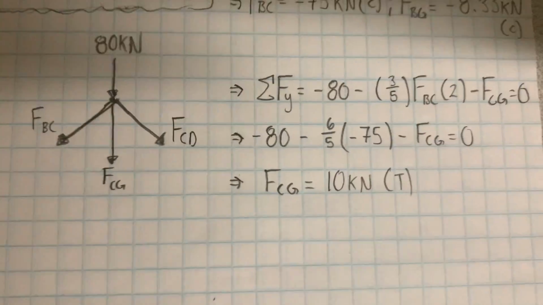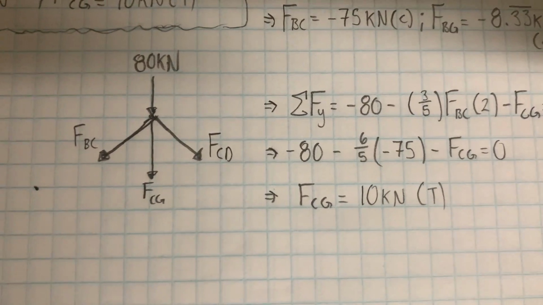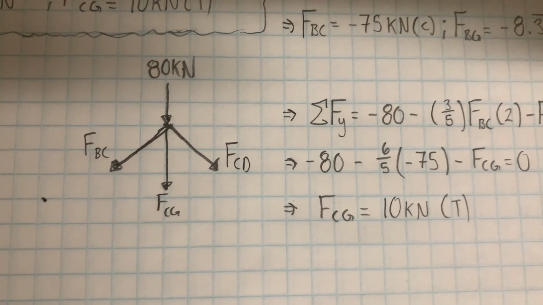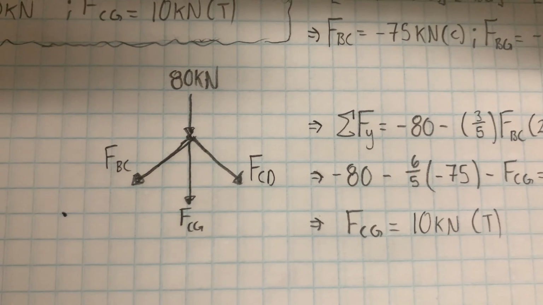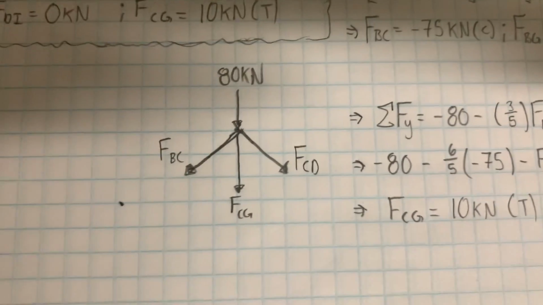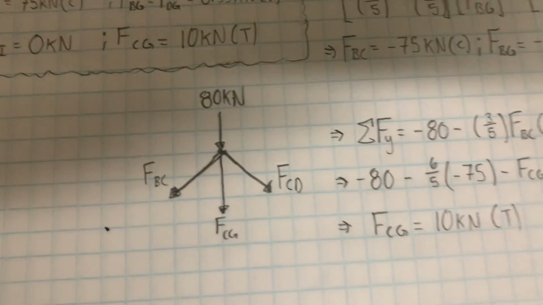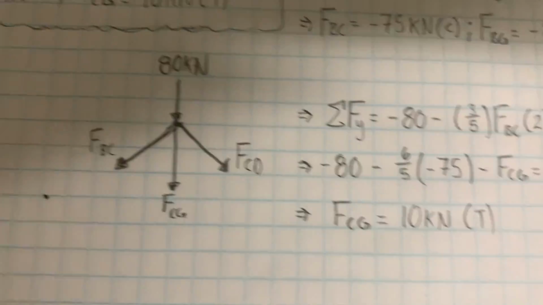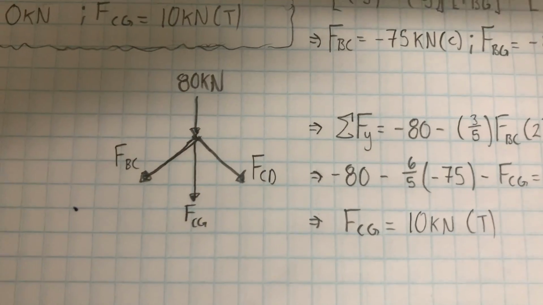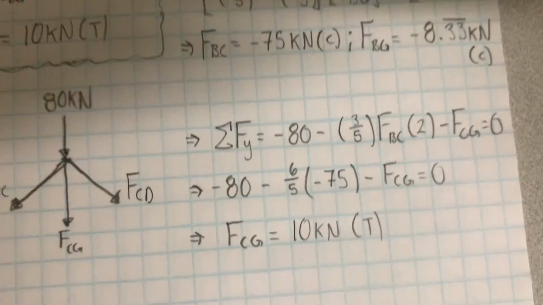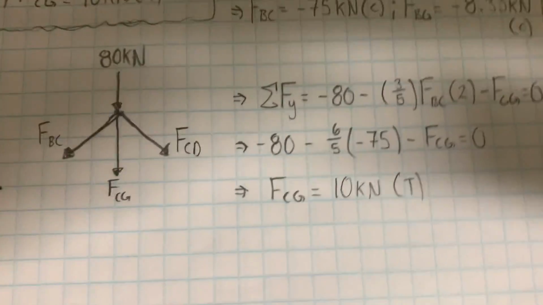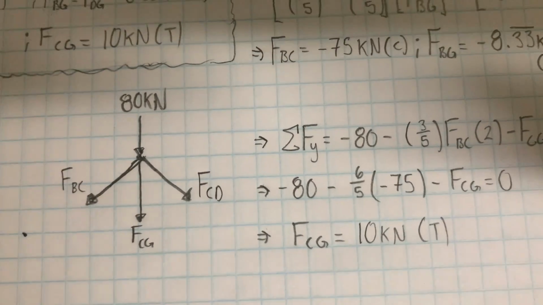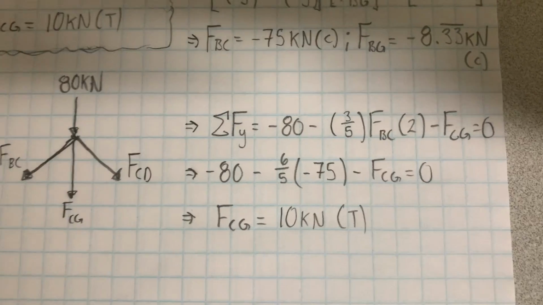And so I drew the free body diagram for just that section, and we get the 80 kilonewtons pushing down, and force BC and CD also moving down since we assumed it's in tension. And then our last unknown, force CG. So once we have the free body diagram, we can come up with the equation, which in this case we wanted to sum in the y direction since force CG only acts in that direction.